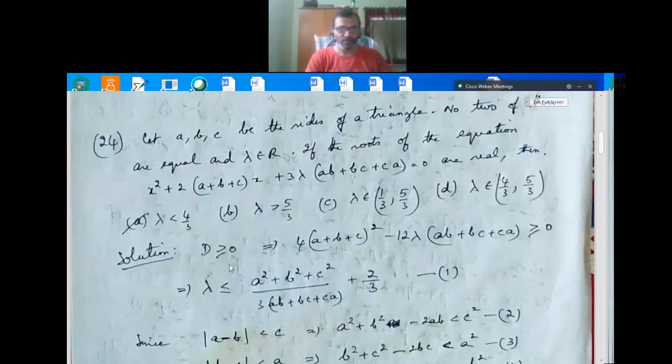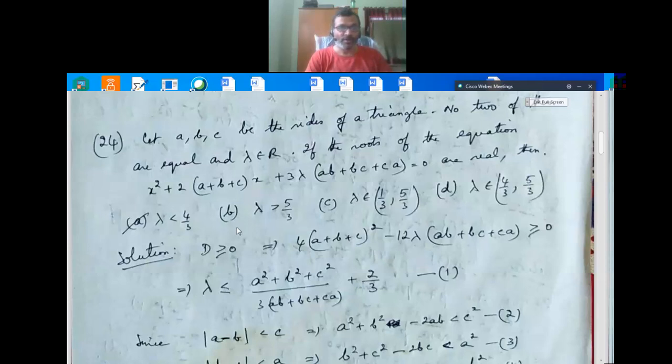Now the discriminant D is greater than or equal to 0. Why? Because the roots are real. The sides of a triangle are real numbers. So b² − 4ac is greater than or equal to 0. I told in the previous problem also, I will not explain again. b means coefficient of x, a means coefficient of x², c means constant.